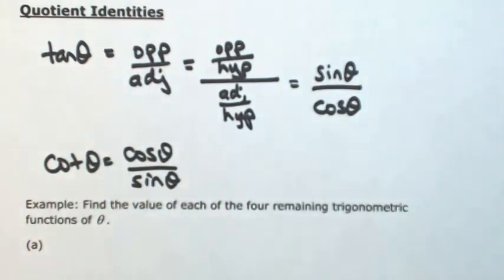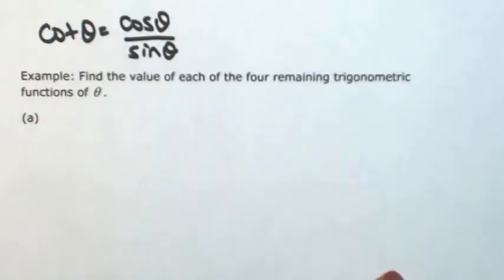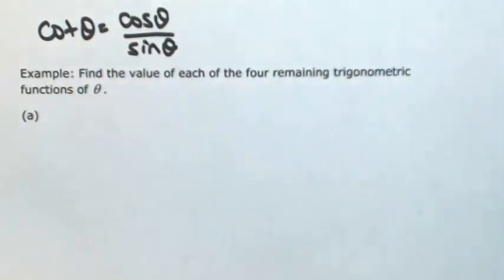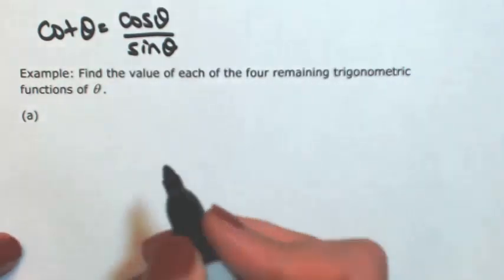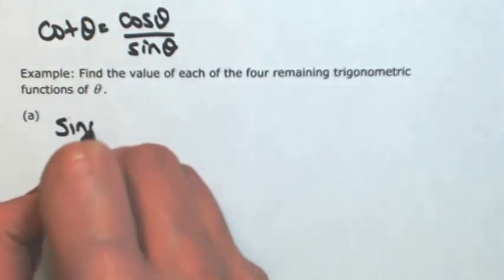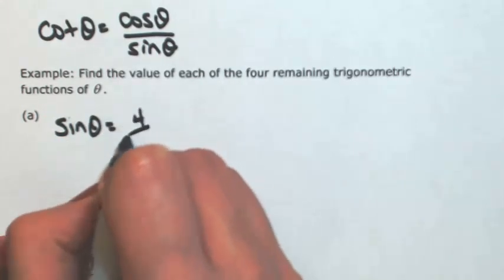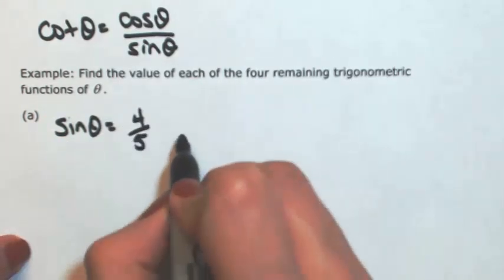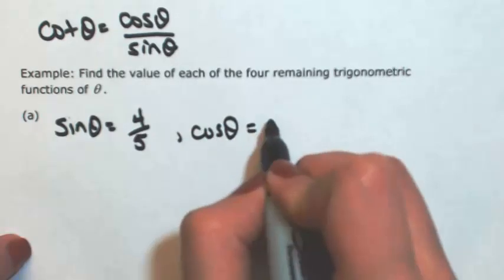Okay, so using these identities, I'm going to give you 2 trig functions of theta, and we're going to find the 4 remaining trig functions of theta. For example, let's say you're given that the sine of theta is 4/5, and the cosine of theta is 3/5.